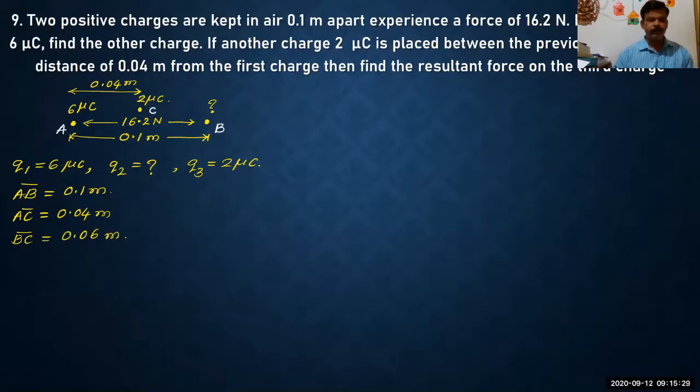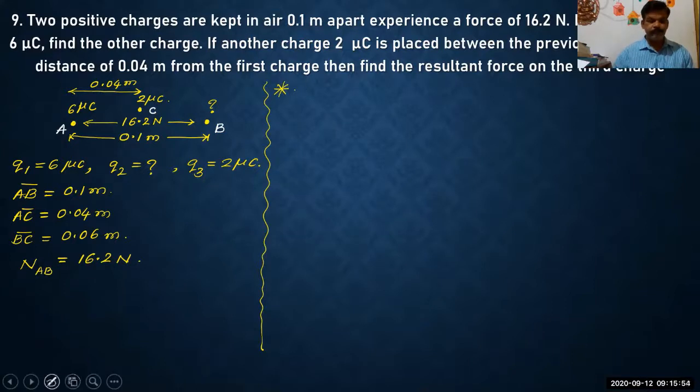Okay. Now the force between the charges present at A and B is 16.2 Newton. So all the information has been written. We have written all the given information. Now first let us start off with the force only.